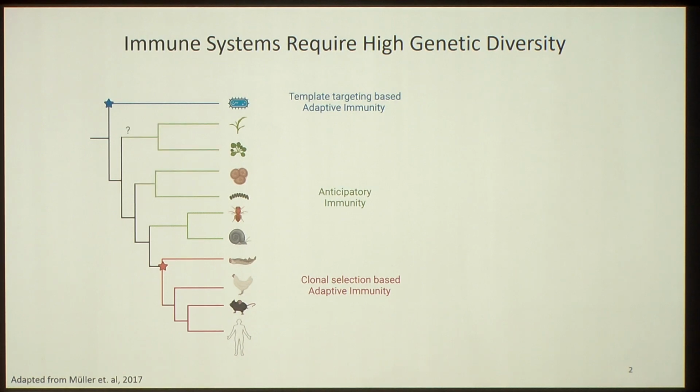But my question, and the question of my lab, is what's going on in plants? And other people in the lab are working on fungi. Because plants have this innate immune system, and we know that innate immune systems require this high genetic diversity. So what systems are maintaining and generating diversity in these plant immune receptors? And do they fall under this anticipatory immune framework?